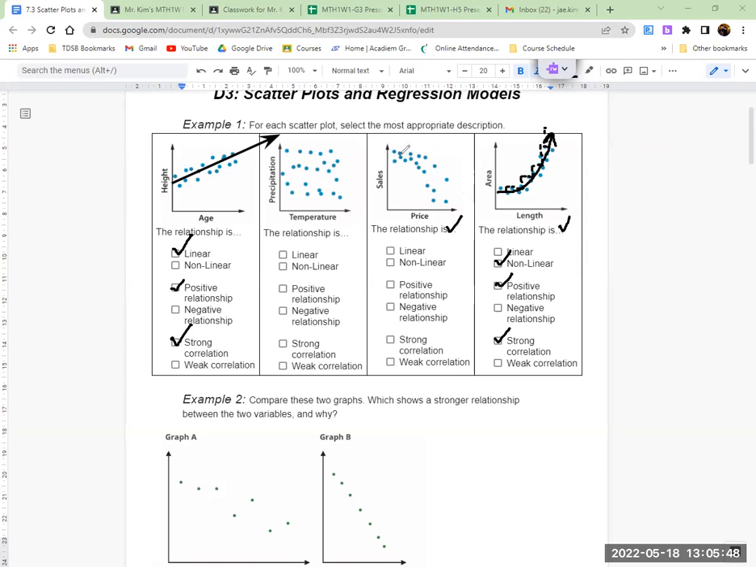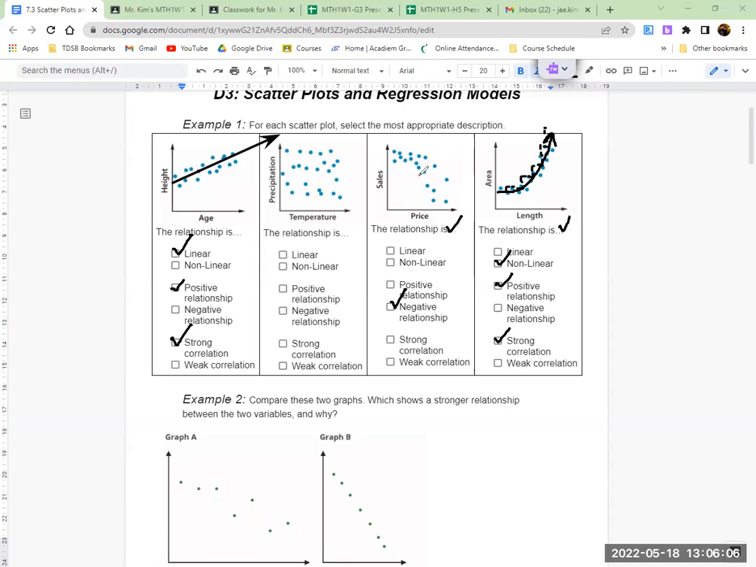It could be non-linear. It could be that. That seems to fit too, right? So it's hard to say. So if it's hard to say, I'm going to say it could be both. I'm going to leave this blank. It's definitely negative though, because I'm going down.